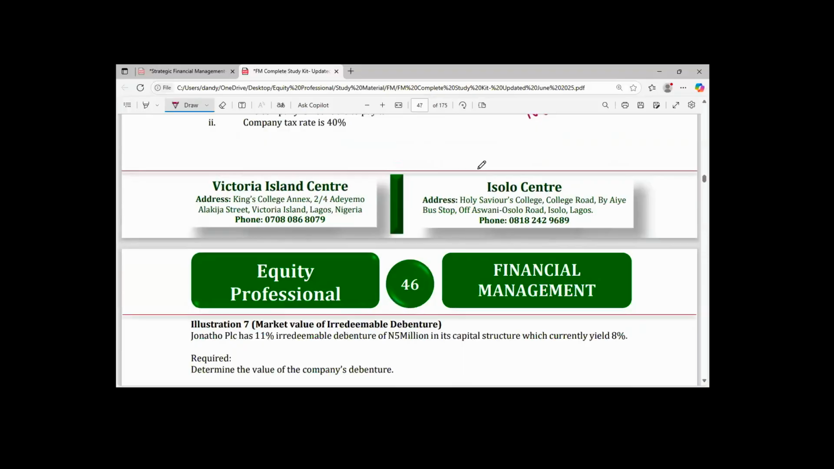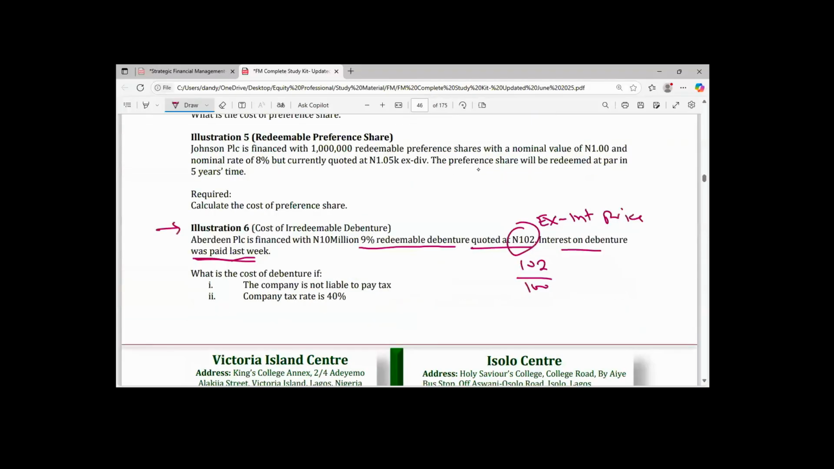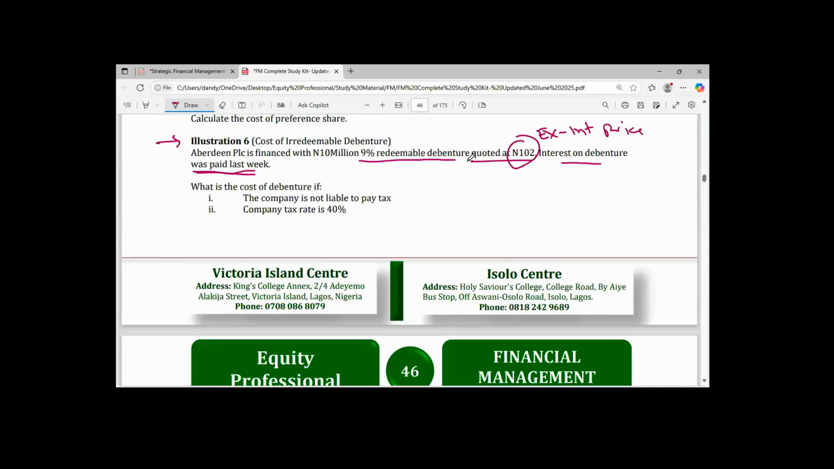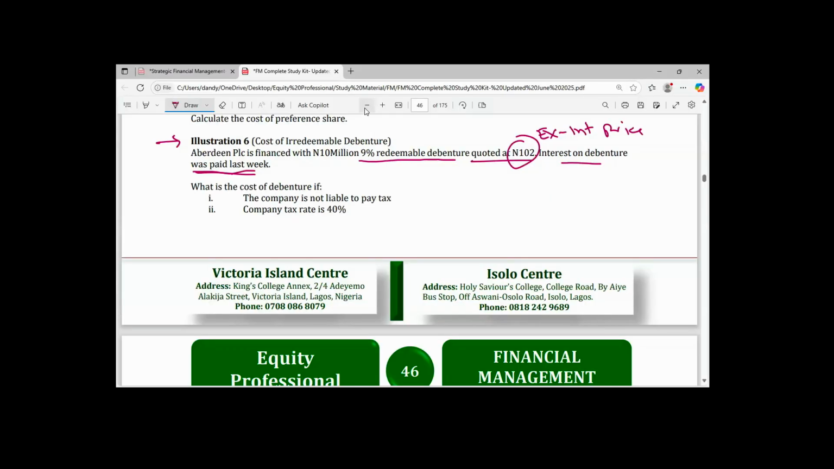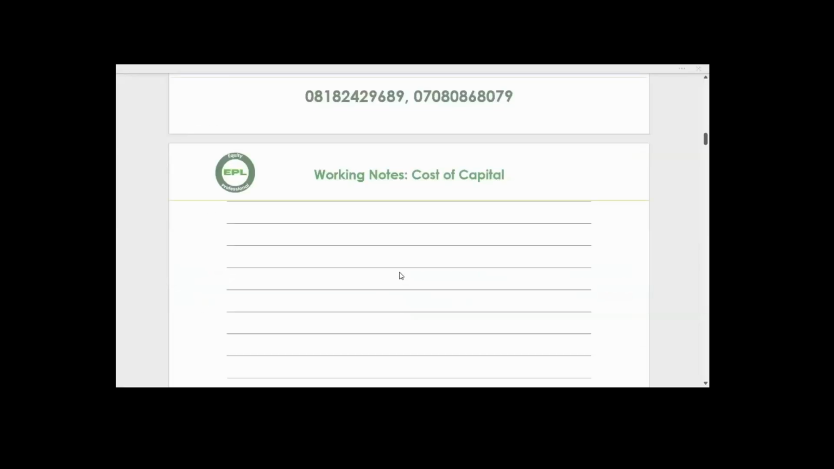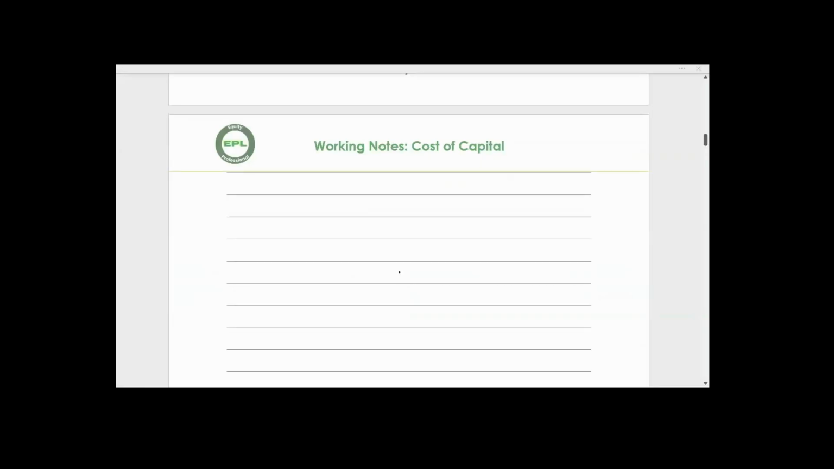Now, the examiner is asking me to calculate the cost of debenture if the company is not liable to pay tax. So this is a very straightforward question. What am I supposed to do? The company is not liable to pay tax. Let me switch so that I don't need to be managing space. Okay, so that's the solution to illustration number 6.